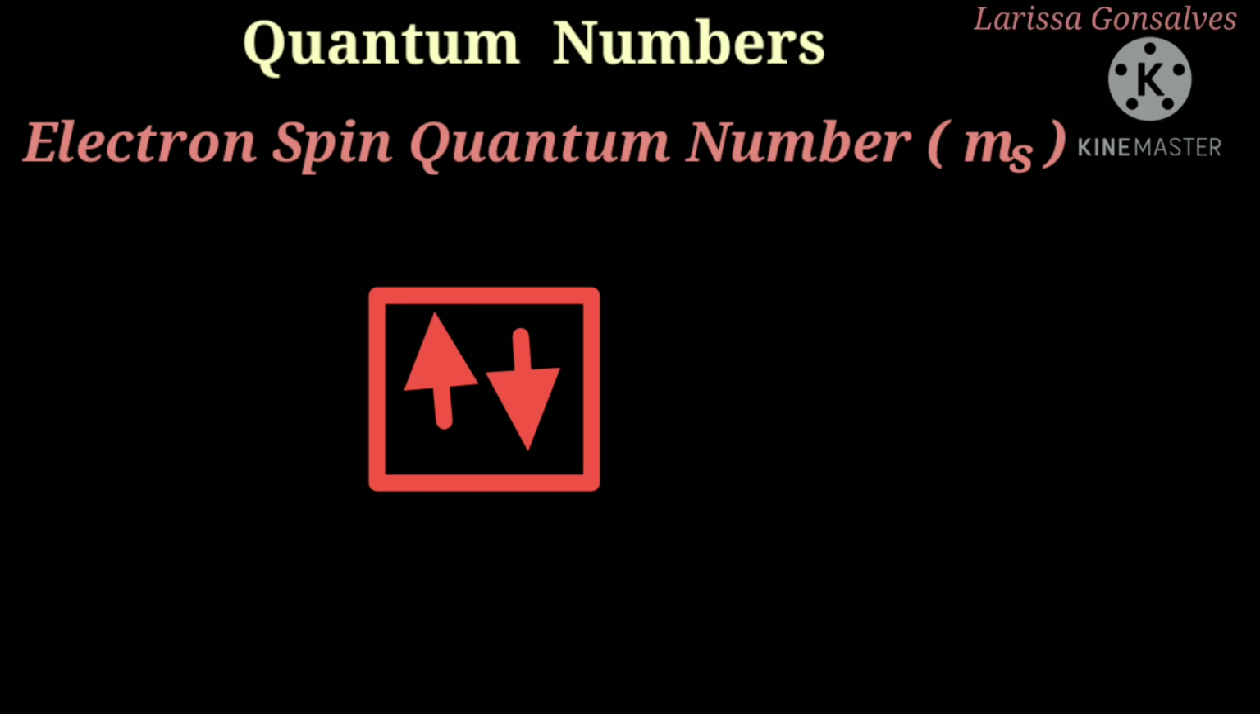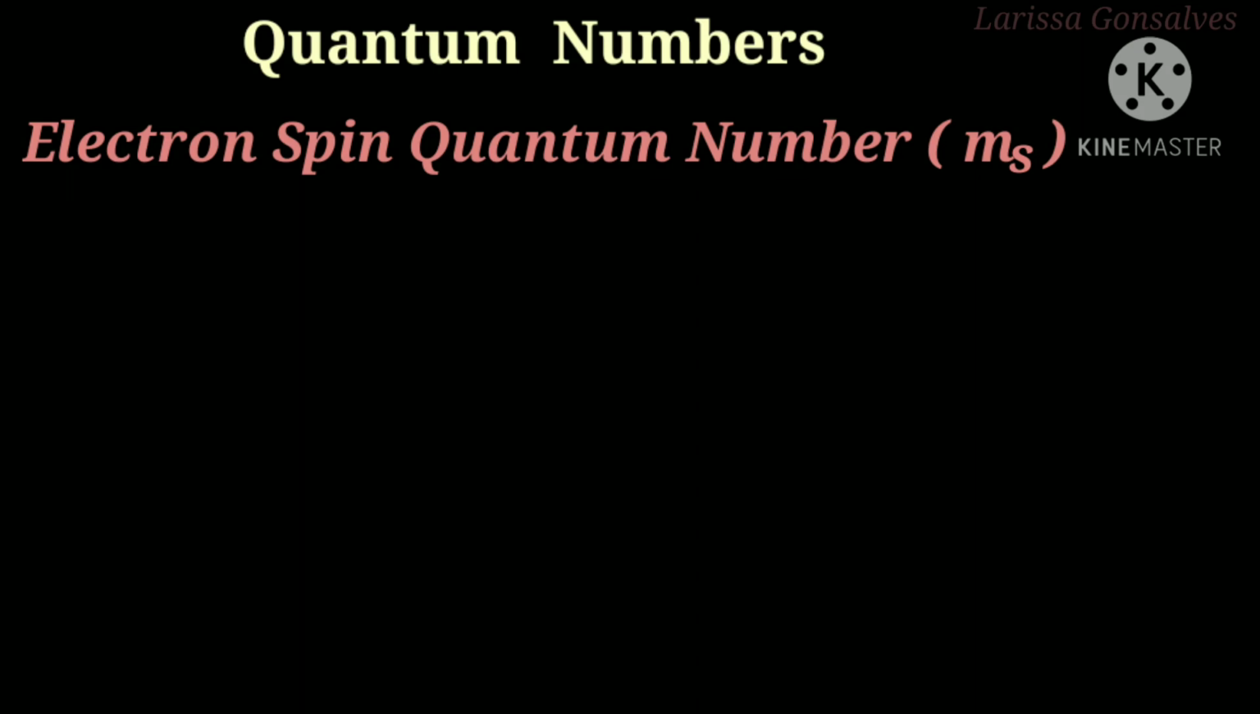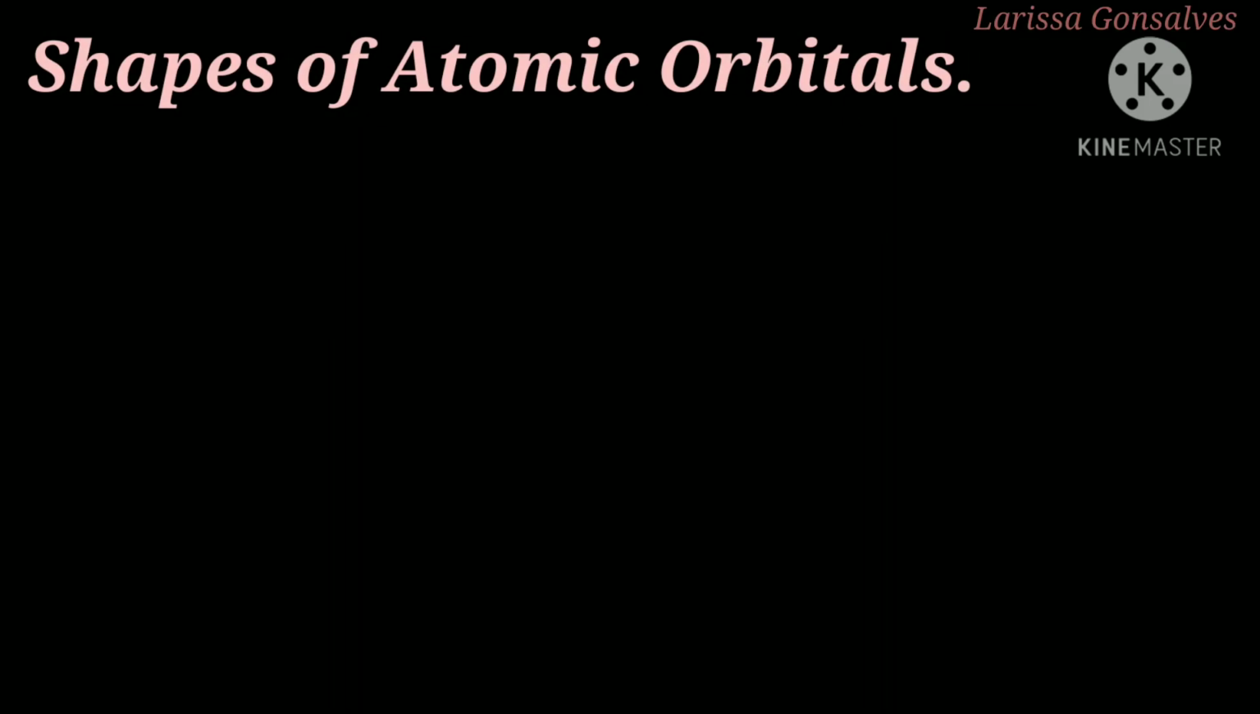This is also called the Pauli's exclusion principle. We will be studying this concept in detail as we move forward in this chapter. So this was all about the quantum numbers. Let us now study the shapes of atomic orbitals.